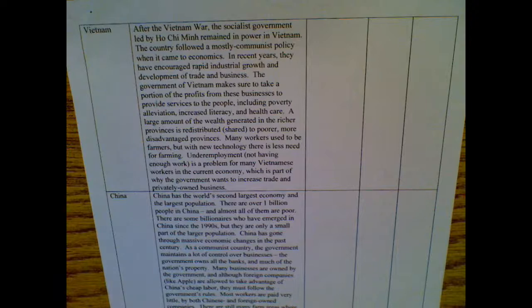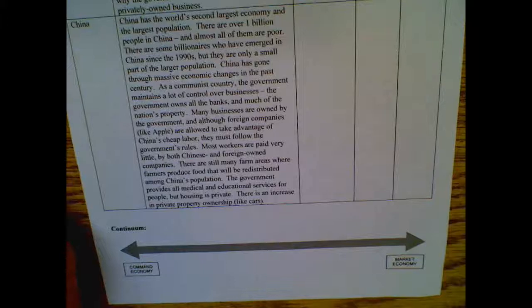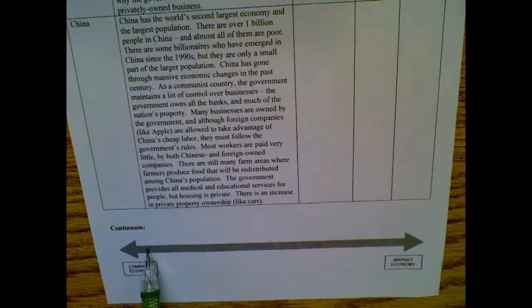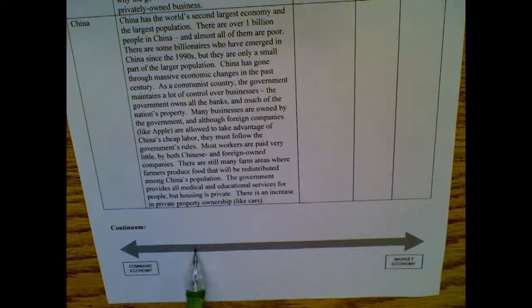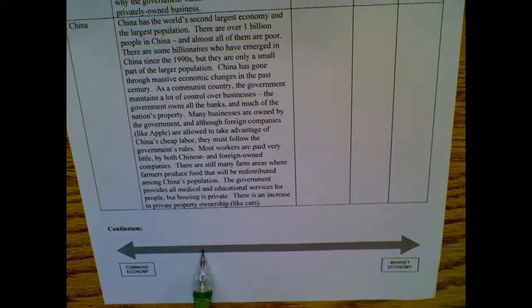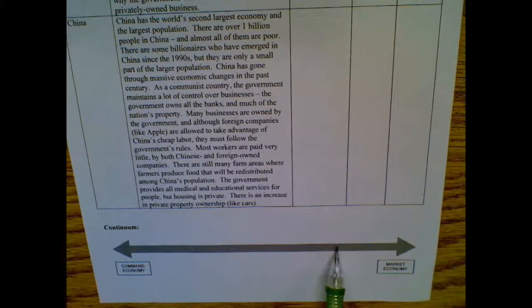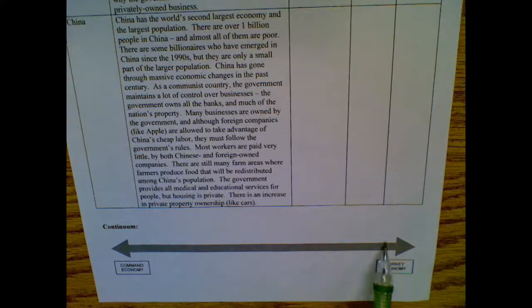And so then at the bottom, on your continuum here, out of all of these economies, what we're going to see is North Korea is way over here. We're going to see China over here. Vietnam's going to be around here. Then the United States somewhere in this area, and then Australia over here.